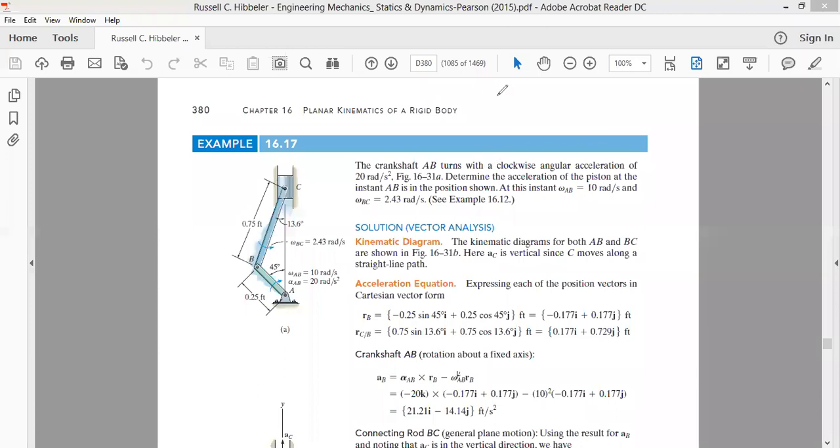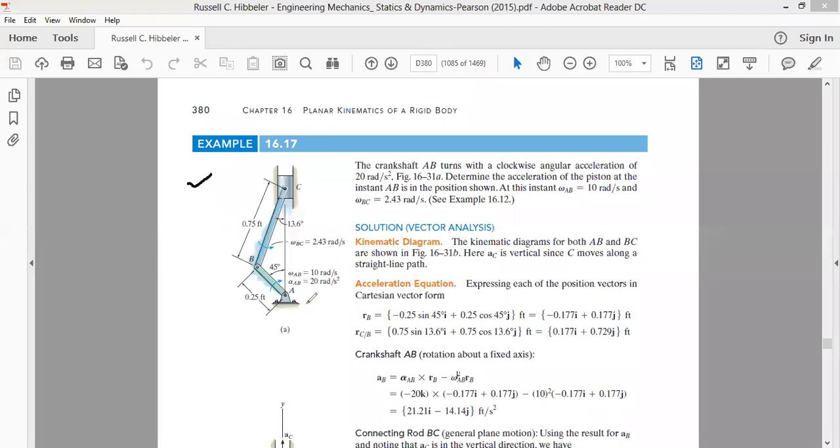Today we will be solving a few more problems on the acceleration analysis of the mechanism. Today's questions will be based on finding the acceleration of rigid bodies using the acceleration equation. Let me introduce you to this mechanism as given in example 16.17.